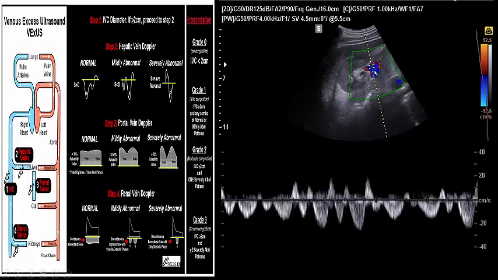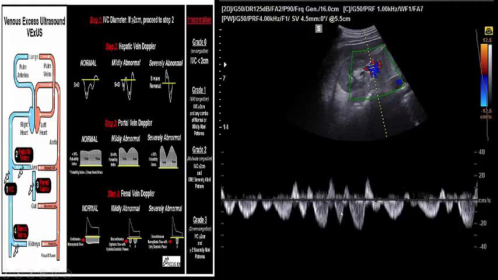In the renal flow in our patient, we don't see this nice flat venous flow, but we see this separated systolic and diastolic flow, systolic and diastolic flow, and this is grade 1 abnormality.